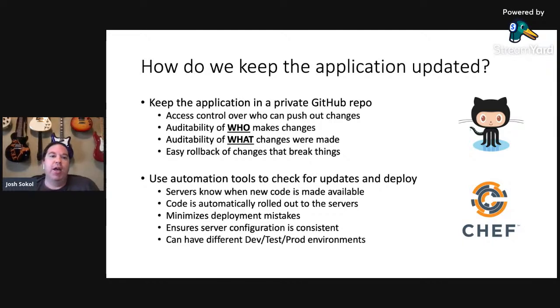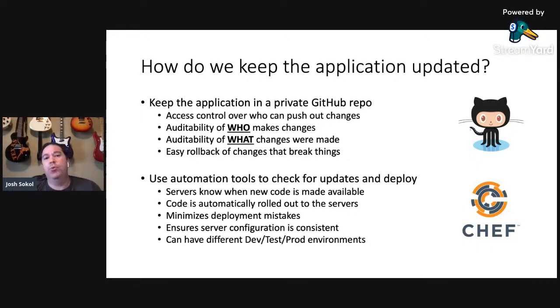which help a lot. The other piece is automation. So we use Chef. Automation tools can check for updates, they can do deployments, things like that, but they really ensure that things are happening in a very standardized manner. So the servers know when new code is made available, the code automatically gets rolled out to those servers.